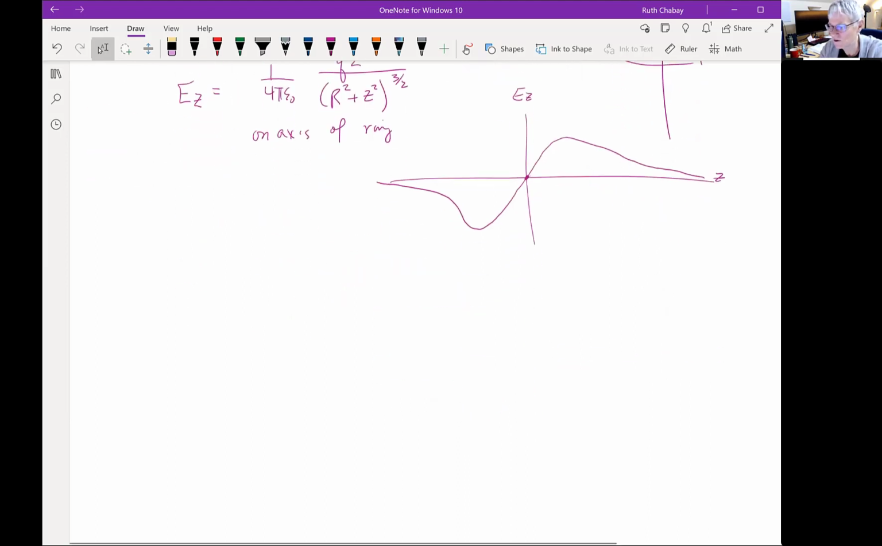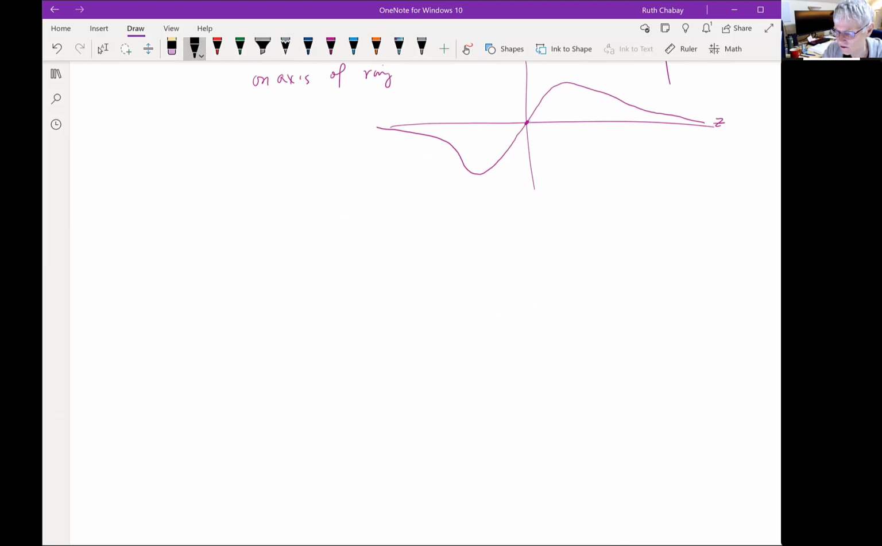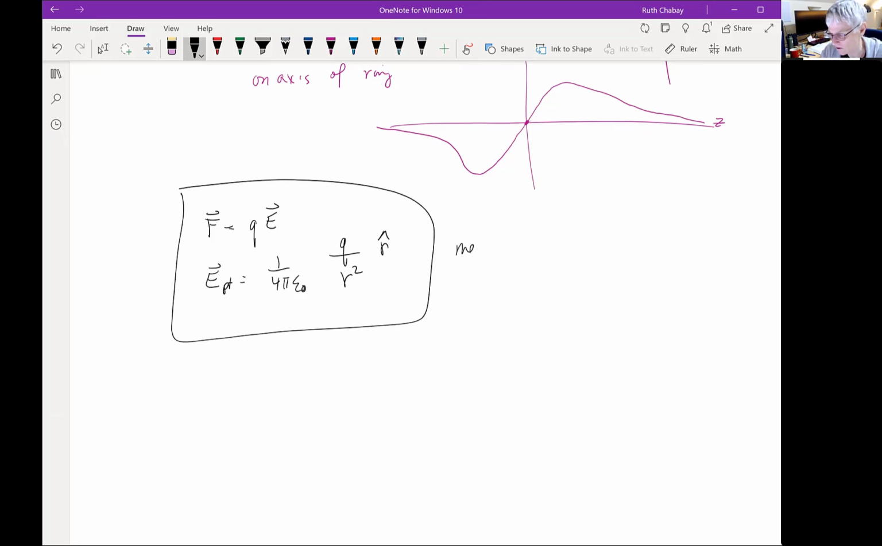There are two things you have to memorize, exactly two. F equals QE, and E of r equals 1/4 pi epsilon 0 Q over the magnitude of r squared times r hat. That is what you have to memorize. That's it.